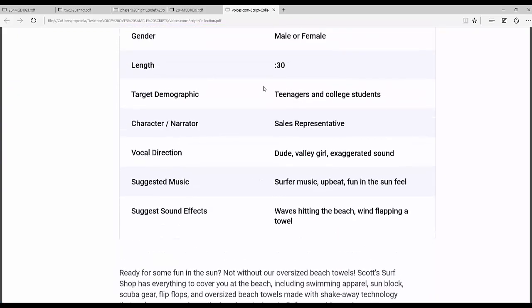And don't forget you're talking to teenagers, all right, and college students. So it has to be high pitched, it has to be exciting. Because if you look at the music that is going to be going as software music, it has to be upbeat and it has to be fun in the sun feel. You get it right now.